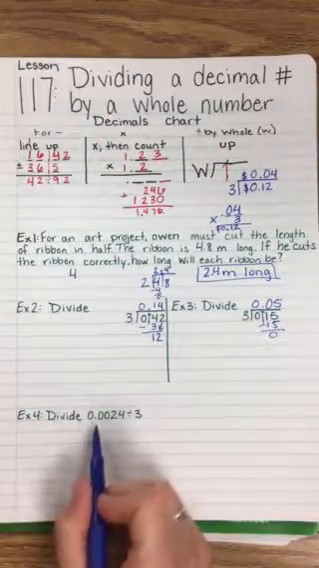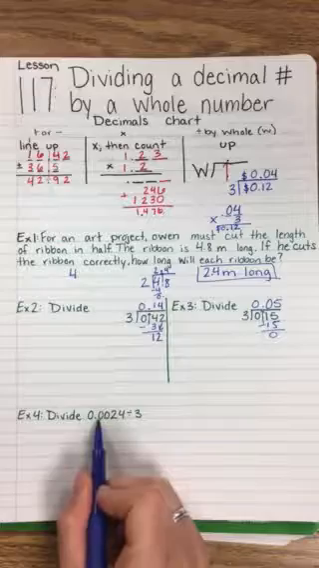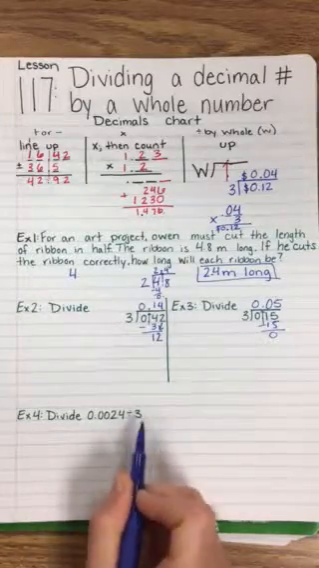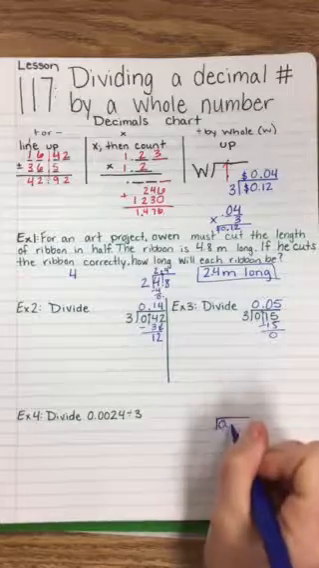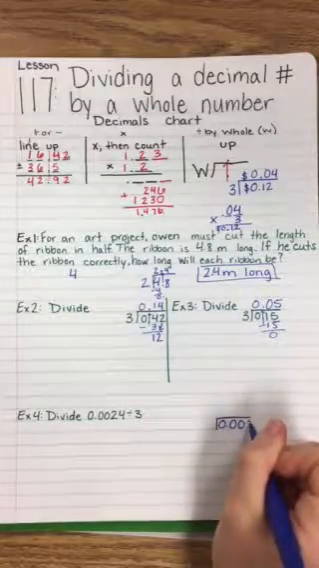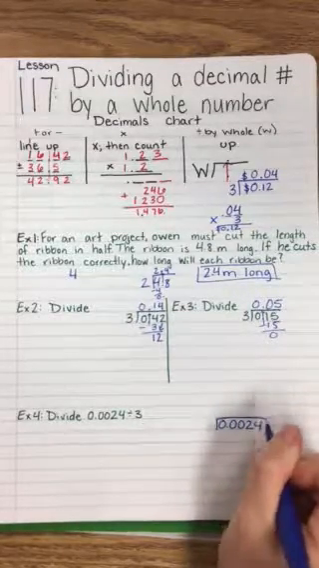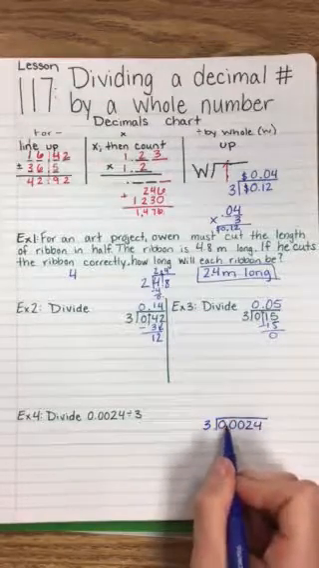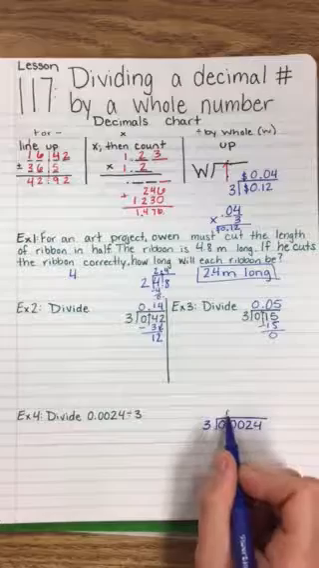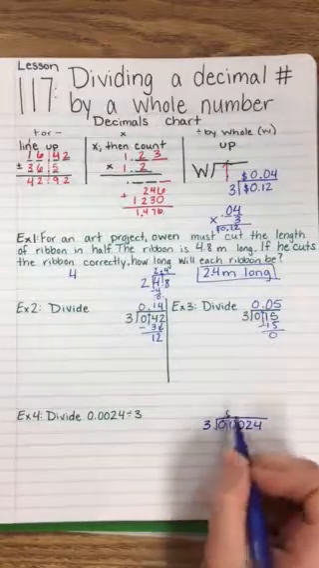Example 4. Divide this number, which is 24 10,000ths, by 3. So we're going to set this up this way. 0.0024 divided by 3. Okay? So first thing you do, move your decimal point up. Move your decimal point up, okay?